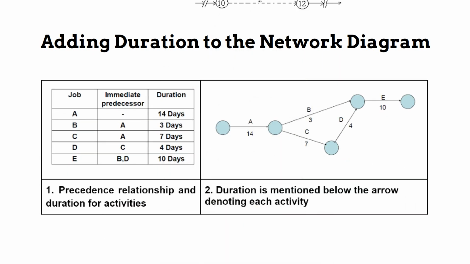Adding duration to the network diagram. Duration is added to the network diagram for each activity. It is usually mentioned below the arrow denoting each activity. For example, this table shows the precedence relationship and duration for activities. In the network diagram figure, the duration for each activity is mentioned below the arrow of that particular activity.